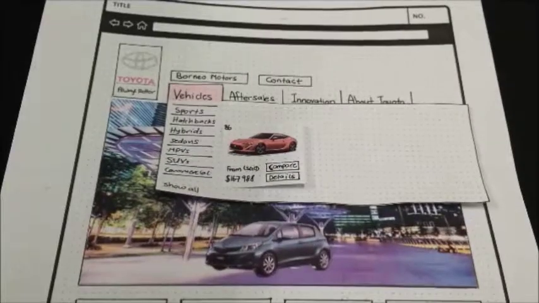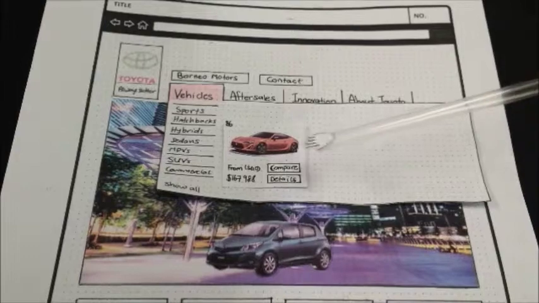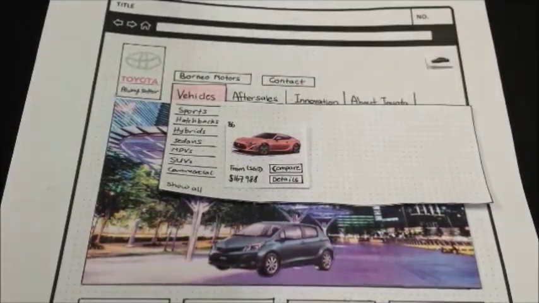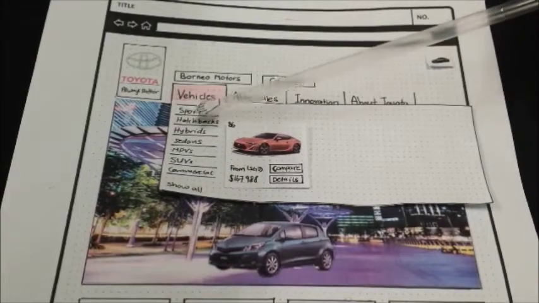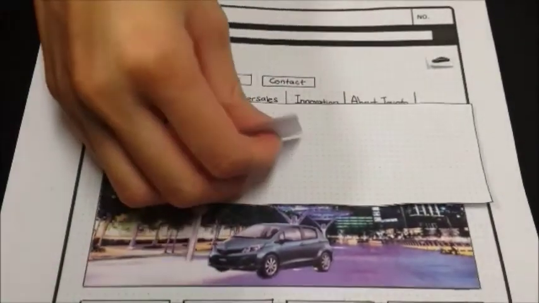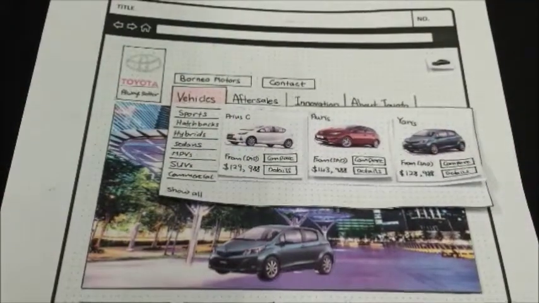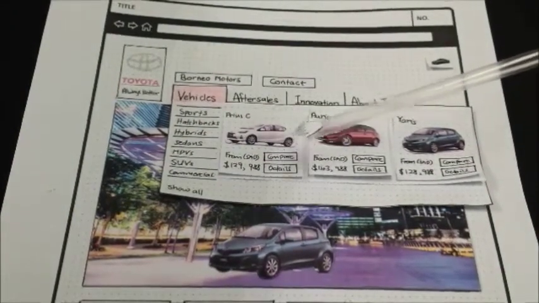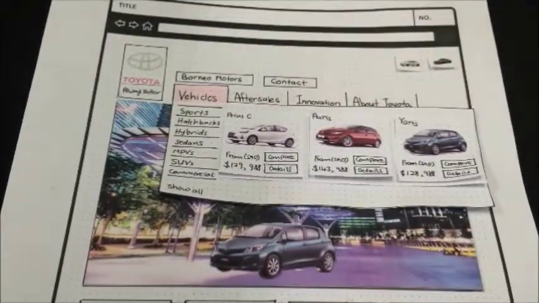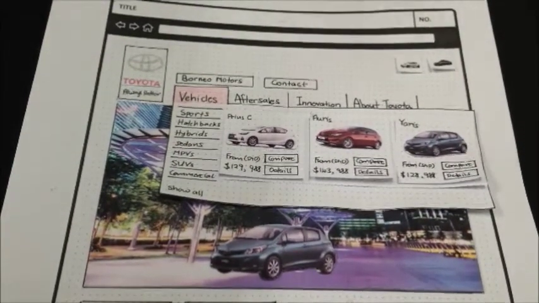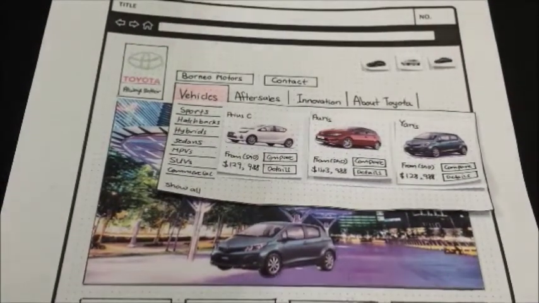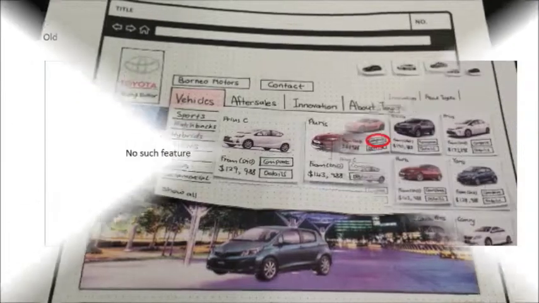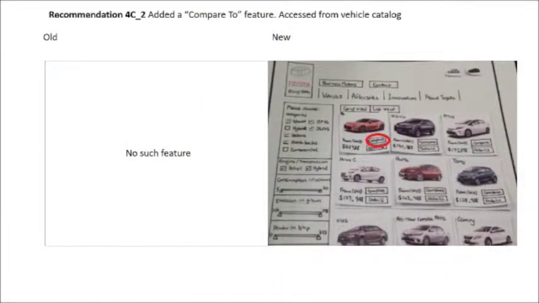Next, we added an extra feature that allows users to compare between vehicles by adding them into a comparison card. In the prototype, user click compare and a mini version of the vehicle is added to the card. Other vehicles can be selected from the navigation bar. User can compare a second vehicle or a third vehicle up to a maximum of 3 vehicles. Users are also able to add vehicles to the comparison chart from the vehicle catalog page.